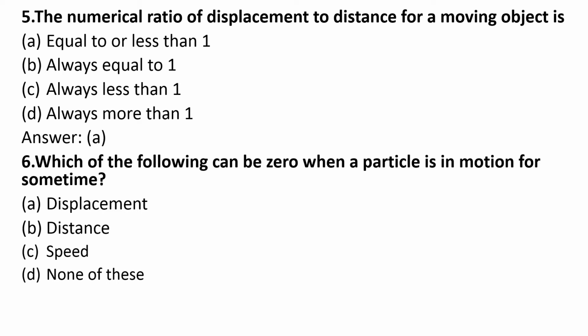When a particle is in motion, there should be distance and speed. But displacement can be zero. Only the term displacement can be zero. So the answer is option A, displacement.